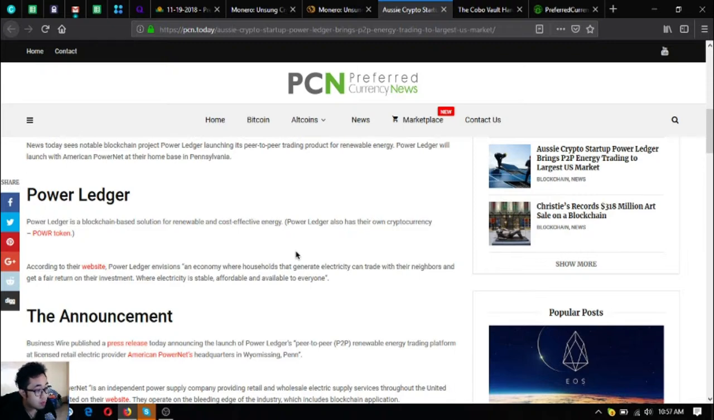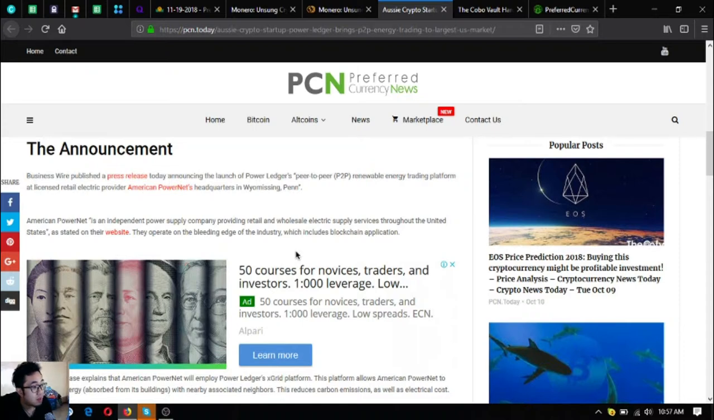So according to their website, Power Ledger envisions an economy where households that generate electricity can trade with their neighbors and get a fair return on their investment, where electricity is stable, affordable, and available to anyone. So the announcements. BusinessWire published a press release today announcing the launch of Power Ledger's peer-to-peer renewable energy trading platform at licensed retail electric provider American PowerNet's headquarters in Wyomissing, Pennsylvania.